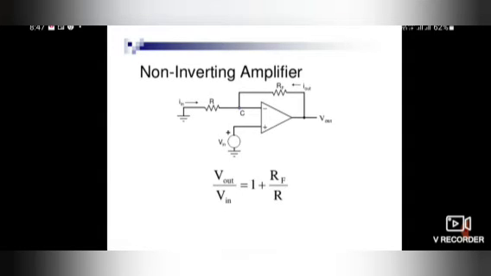Next one is the non-inverting amplifier, in which we give the input signal to the non-inverting input, that is plus. Here the value of Vout by Vin is equal to 1 plus RF by R.